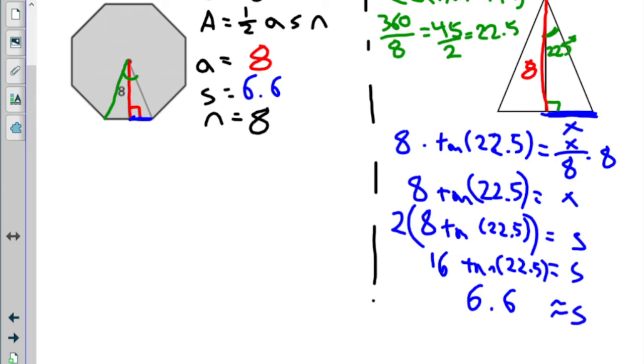So I'll take the tangent of 22.5 and have that value. So now I have it. I'm storing it. I'm going to use it. I'm not going to type a new 6.6. I'm going to take this same number when I plug it into the rest of the formula. I'm going to take it with me.